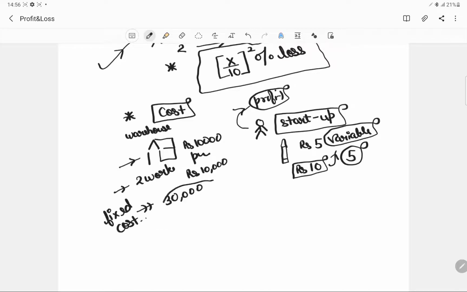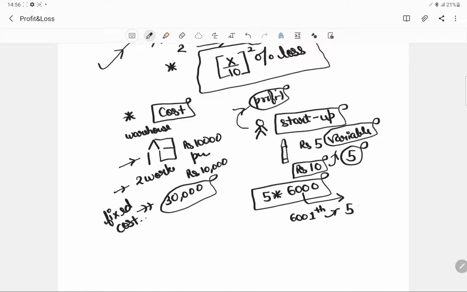For instance, in case I want to have a profit, first I need to cover this cost of 30,000, and to cover it I need to sell 6,000 pencils in that month. From the 6,001st pencil I will start having a profit of rupees 5, then for the next pencil rupees 10 and 15, and so on. This quantity is referred to as the break even point.